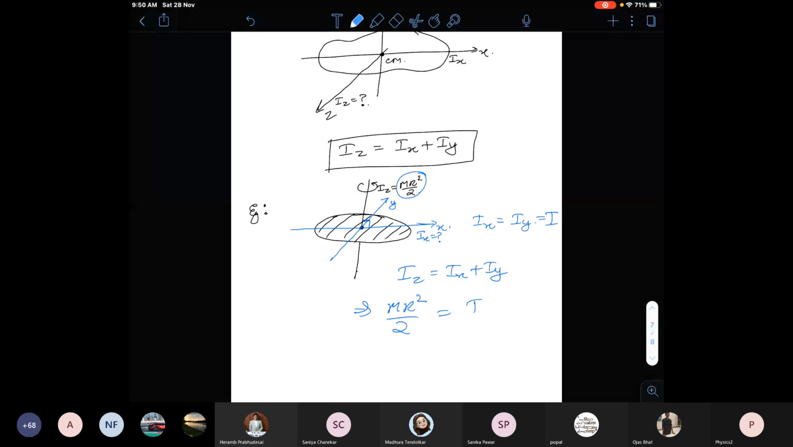And Ix and Iy is what? I plus I, that is 2I. So from here you can see that I comes out to be mr square by 4. If you see the table, this is what the formula was written. Exactly the same, mr square by 4 for an axis passing through the diameter. So from here that formula is derived. So another formula is reduced.